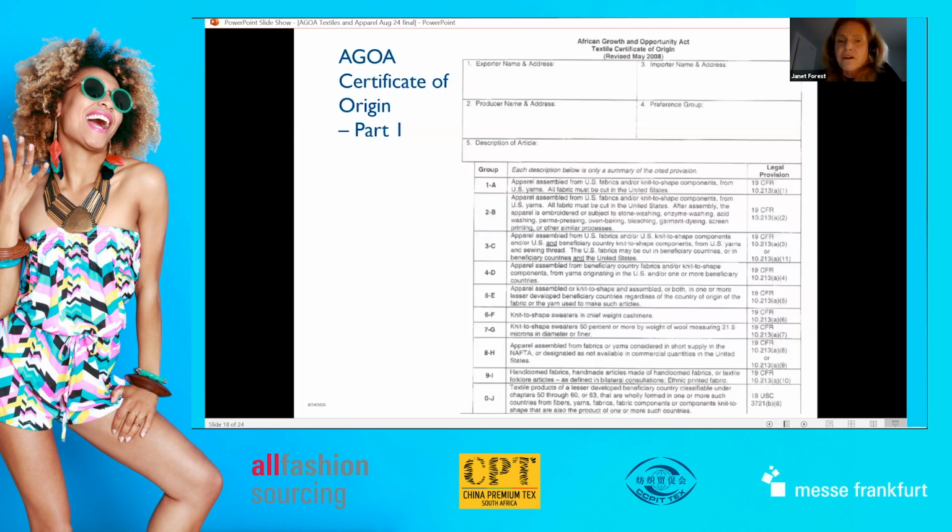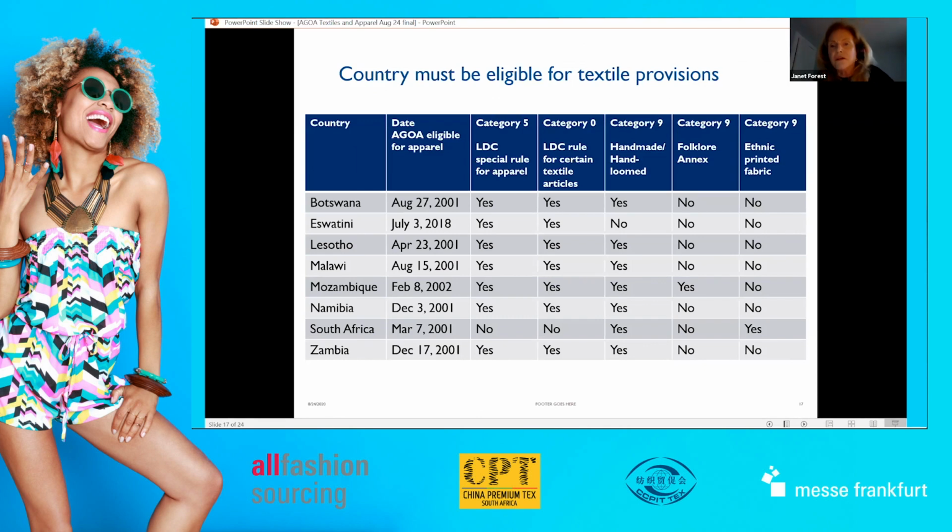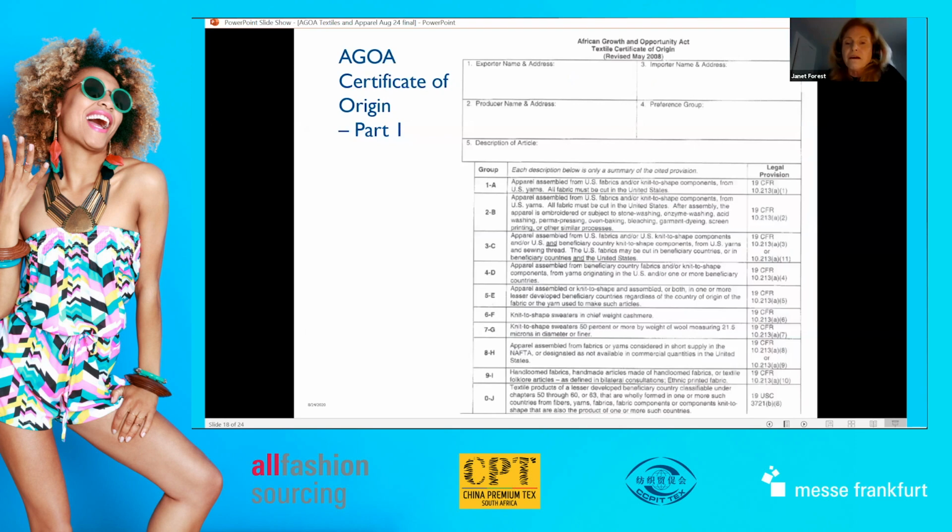The next columns are related to provisions for handmade, hand-loomed, folklore, and ethnic printed fabric. And this will give you an idea of when all of these countries became eligible for AGOA in the first place, for apparel, and then whether they have eligibility for these other more specific provisions. This will help explain a little bit of that, I think.